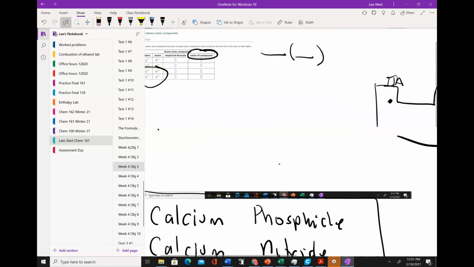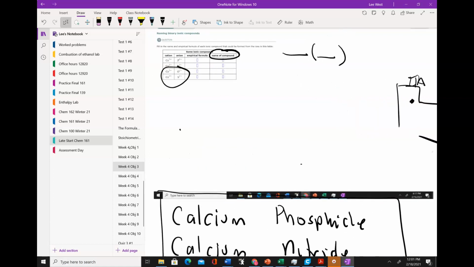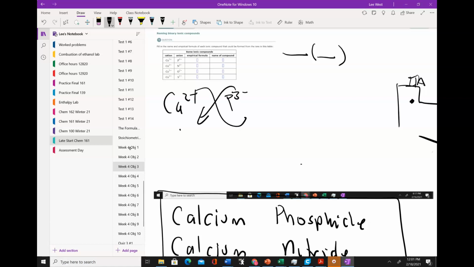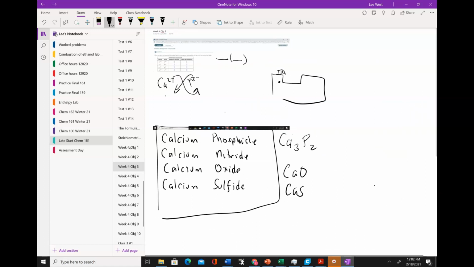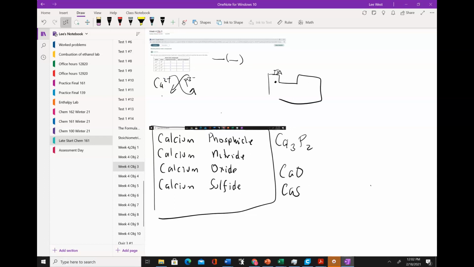Now, when we don't have equal and opposite charges, we're going to do crossover, and then we're going to double check that we can't divide through by a common multiple. So Ca2+ and P3-, I need 3 calciums and 2 phosphoruses. So Ca3P2. Now, can I simplify that anymore? I can't. There's no common multiple there.